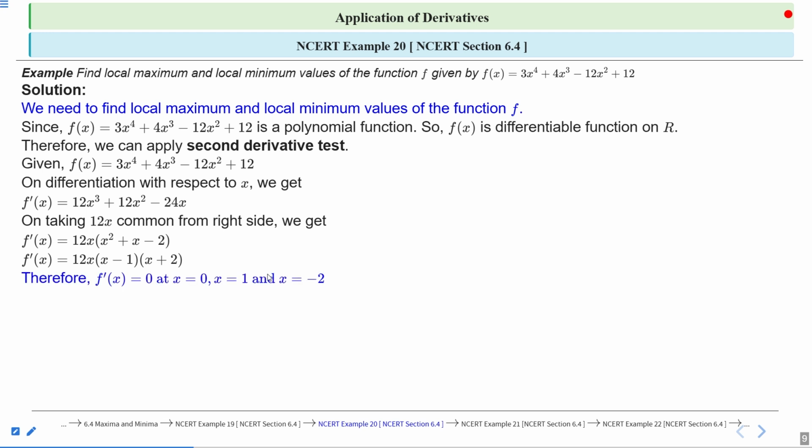Therefore, f dash x equal to 0 at x equal to 0, x equal to 1 and x equal to minus 2.